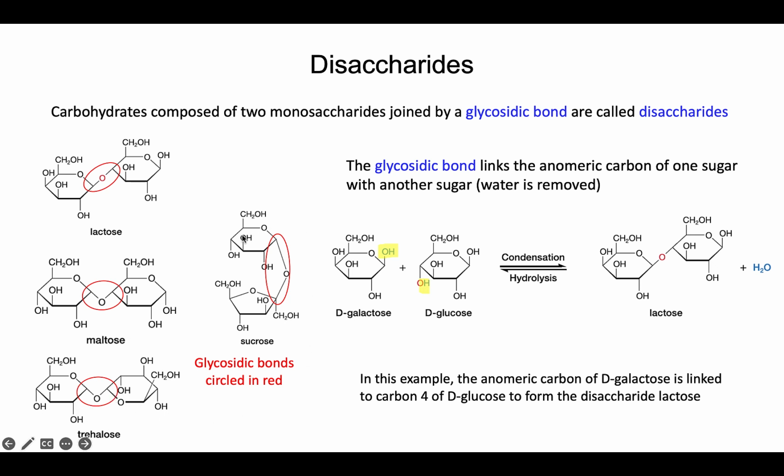And then here, this is sucrose. So we have an aldose and a ketose that are in a glycosidic bond. And so again, both anomeric carbons are in the glycosidic bond.